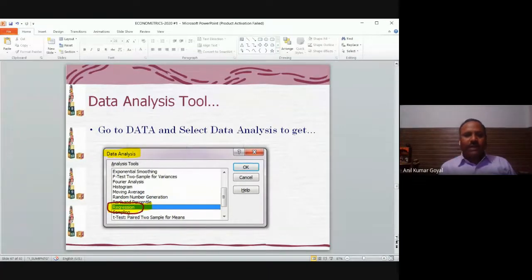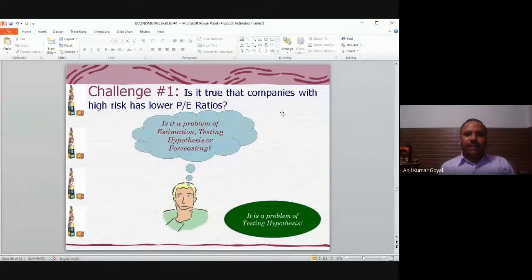I have used the regression function. Now the challenge one is: is it true that companies with high risk have a low PE ratio?